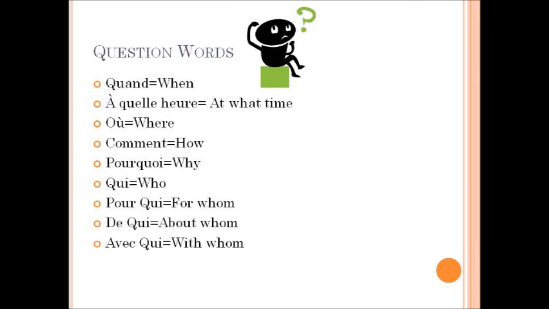Okay, so there are some question words that you can add in front of a question to make it more specific and avoid using simply yes or no questions. Quand equals when, à quelle heure, at what time, où, where, comment, how, pourquoi, why, qui, who, pour qui, for whom, de qui, about whom, avec qui, with whom.